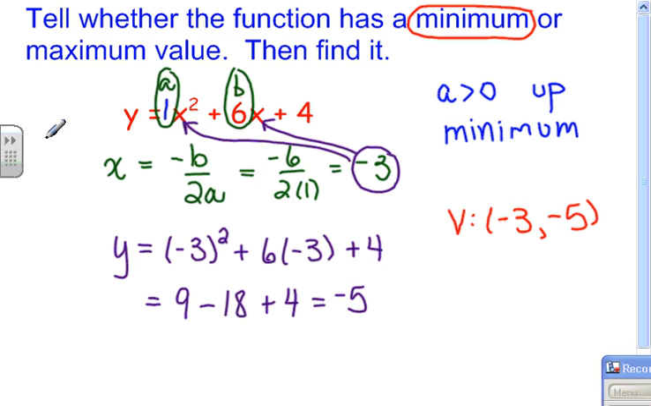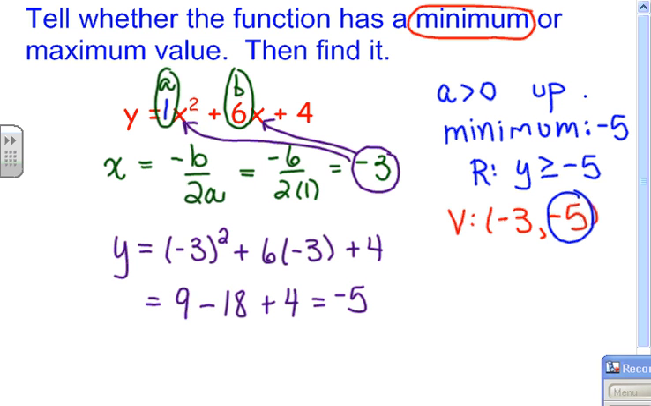Our minimum value is our y coordinate, which is negative 5. And in fact, that helps us determine the range for our function. Since it's a minimum, all our y values will be greater than or equal to negative 5.